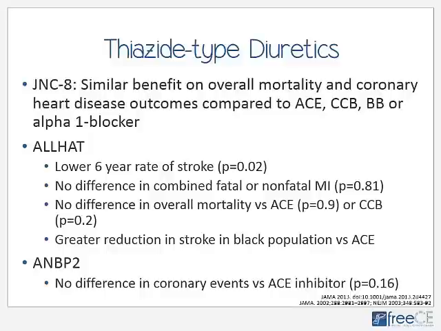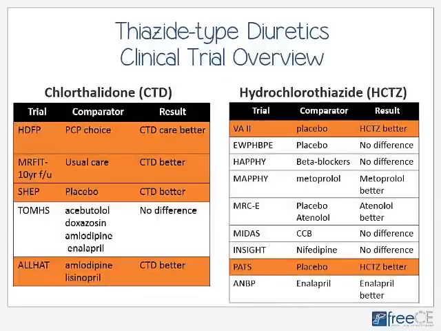One key difference that we need to point out between these two trials, though, is that the ALLHAT trial used chlorthalidone and the ANBP trial used HCTZ. We might think, no big deal, very similar drugs. However, there is actually a big difference between these two therapies. We won't go into great detail on that difference, but I do want to highlight a clinical trial overview comparing chlorthalidone to HCTZ.